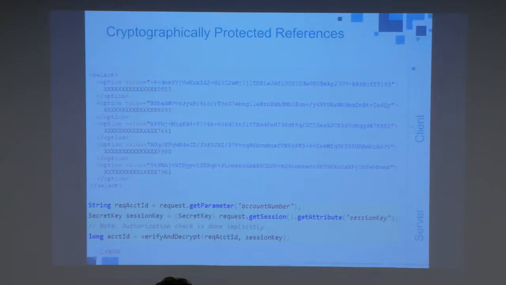This is what the client sees, and this is what the server has to do. The references become pretty big now, but it's sort of similar to the random indirect references, right? What you're seeing looks pretty random. What does the server have to do? It grabs the account number from the request, grabs a session key from your session, and then just verifies and decrypts. There's no need to do an explicit authorization check. If your crypto primitive is protecting the confidentiality and the integrity, more importantly the integrity, you don't need to do an auth check, which is great.